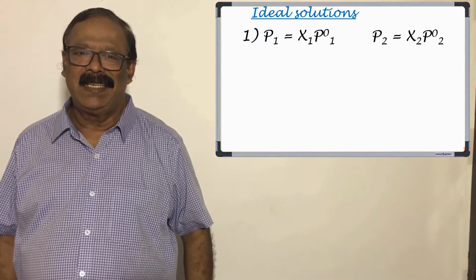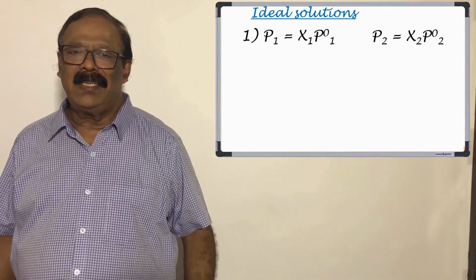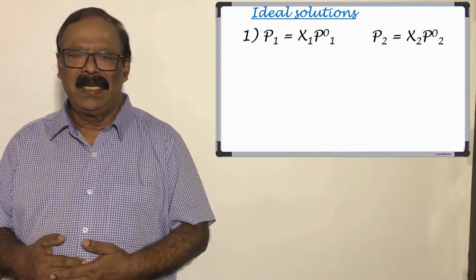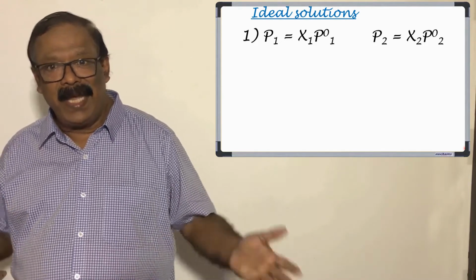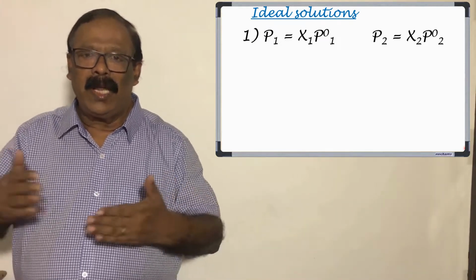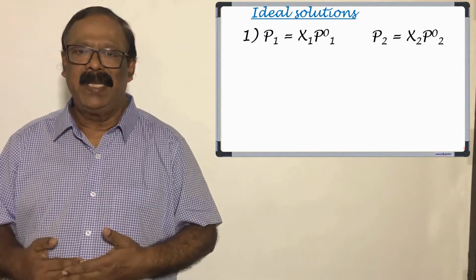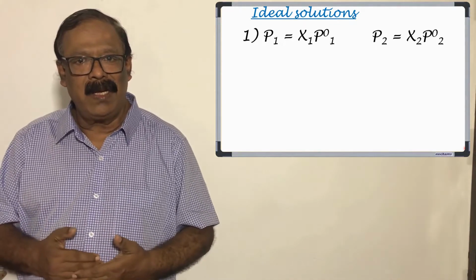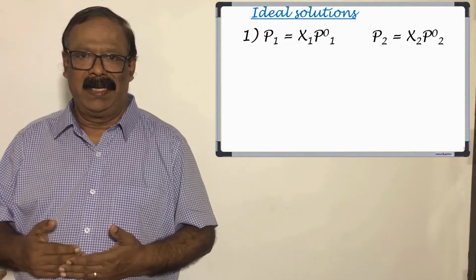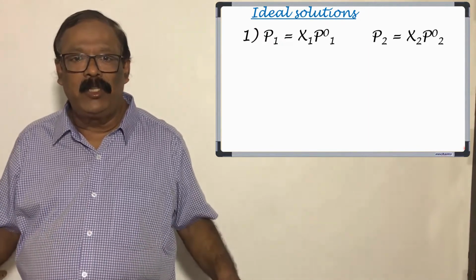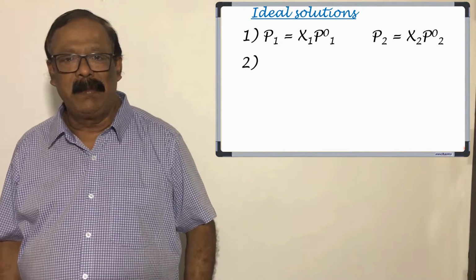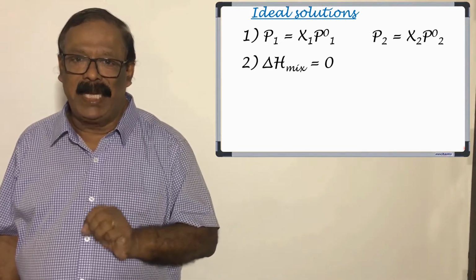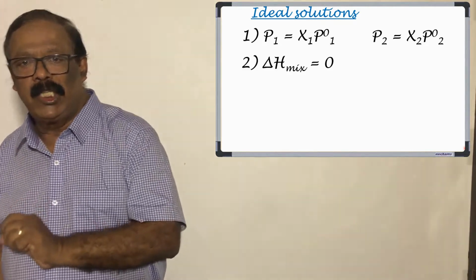Second condition is that the components on mixing should neither liberate energy nor absorb. That means the mixing process should not be exothermic or endothermic. There should be no enthalpy change during the mixing process, or we say delta H mix equal to 0.